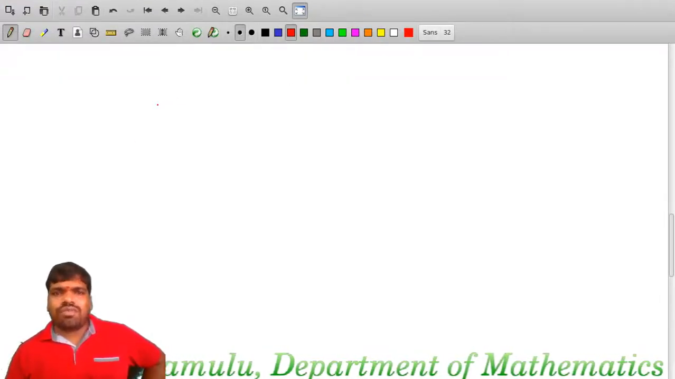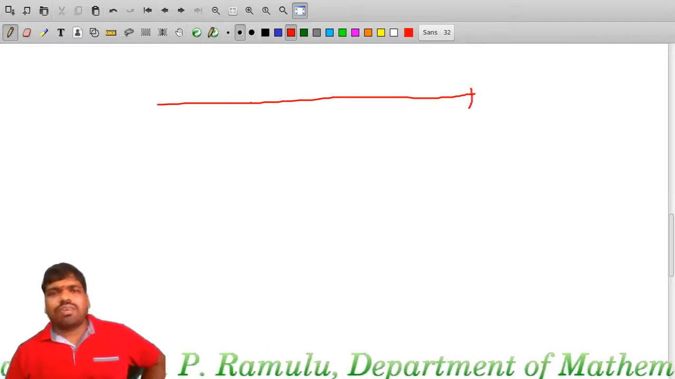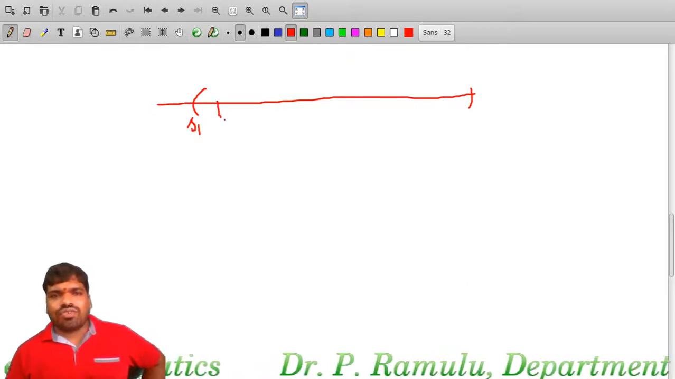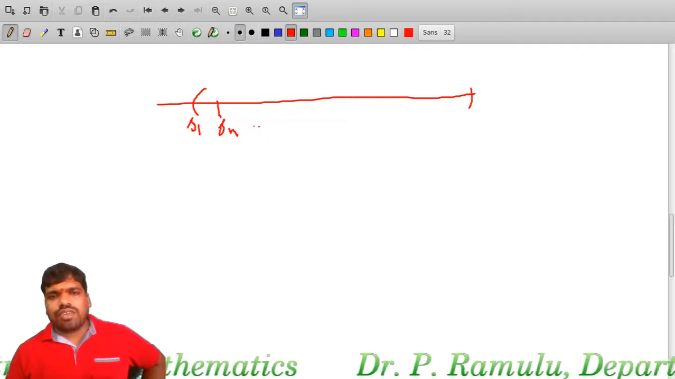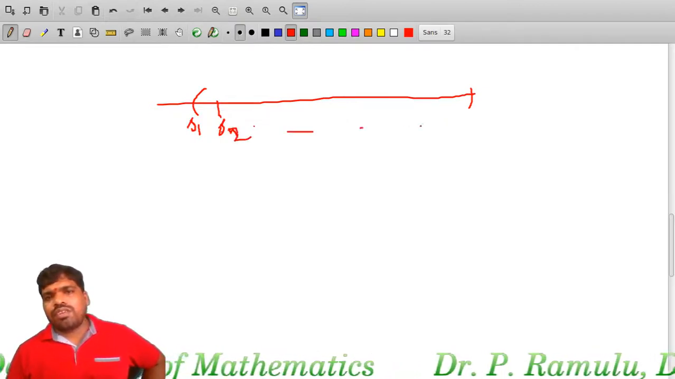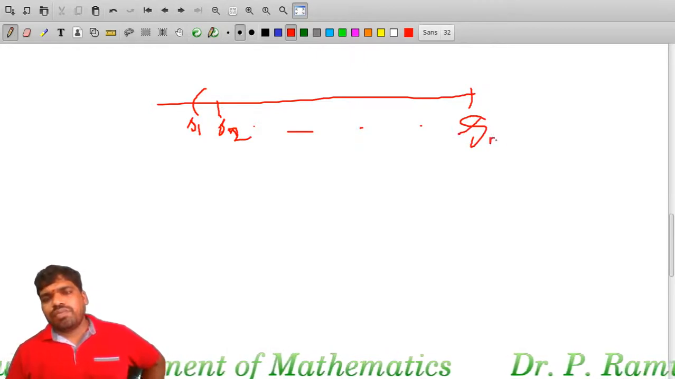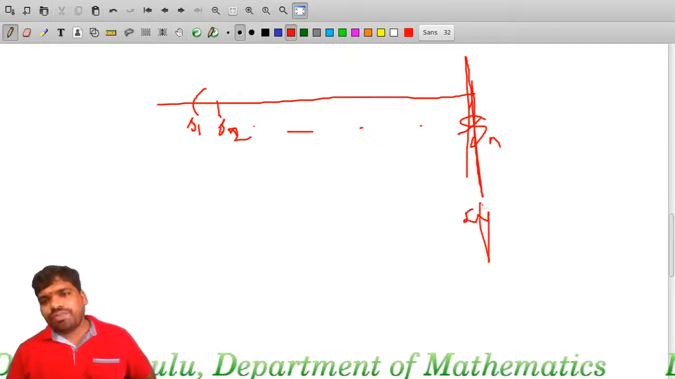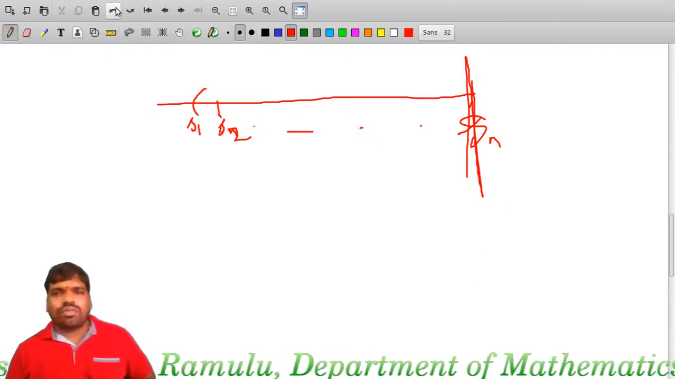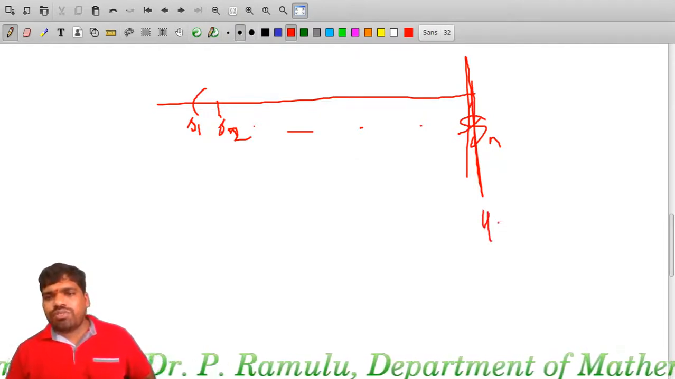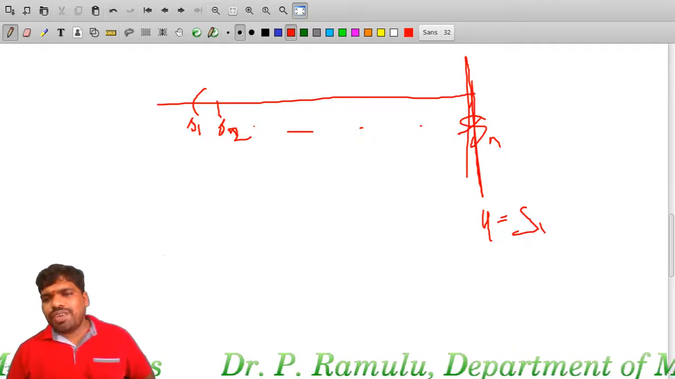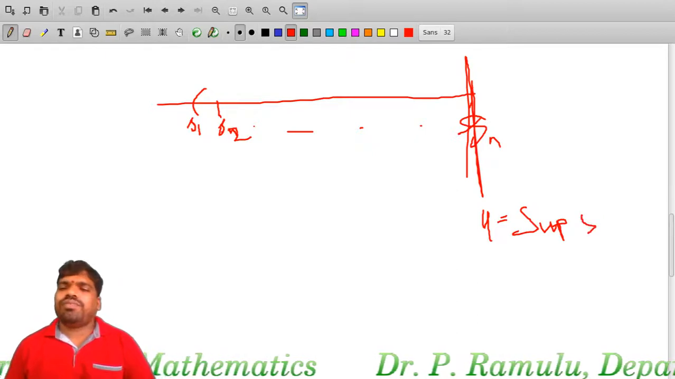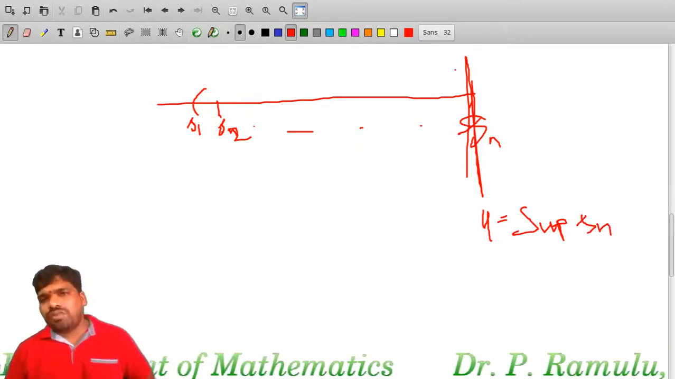Here S_n is bounded, right? The terms of the sequence are increasing: S1, S2, and so on. This is S_n I'm taking, and this number is the supremum, sup S_n. If this point is understood, it is okay. Right, sup is the same.